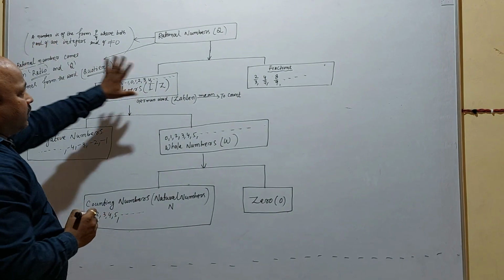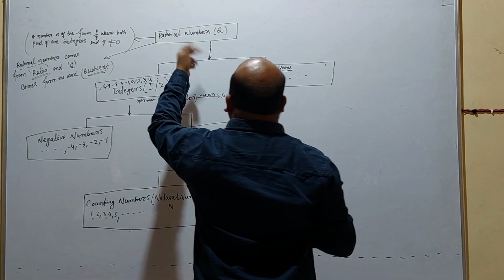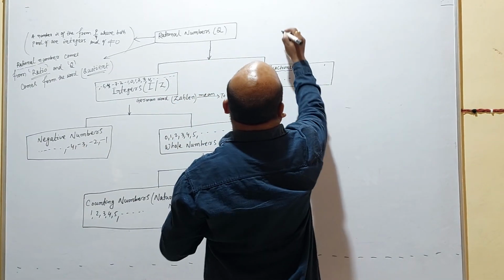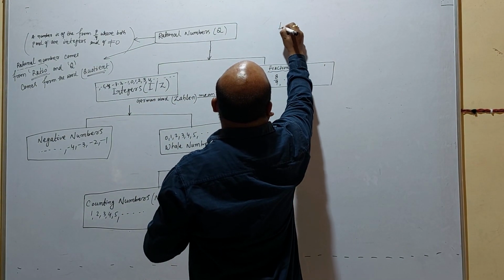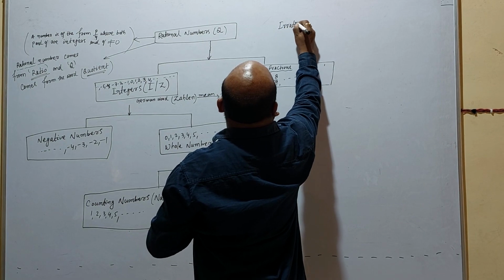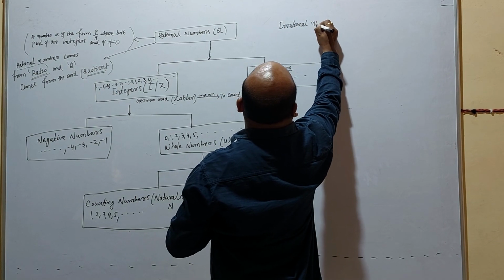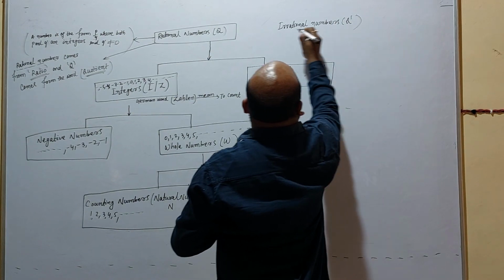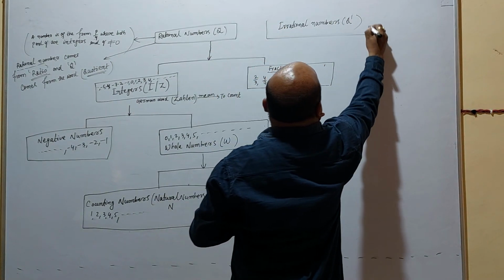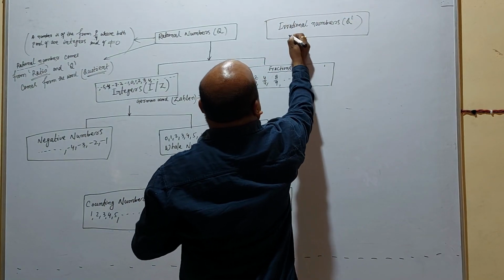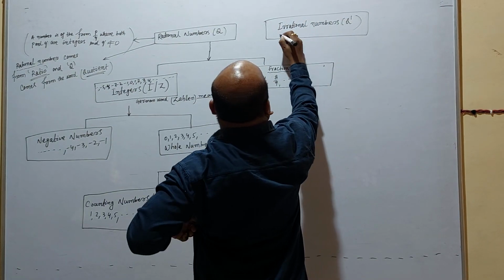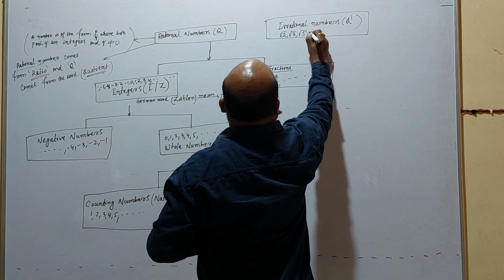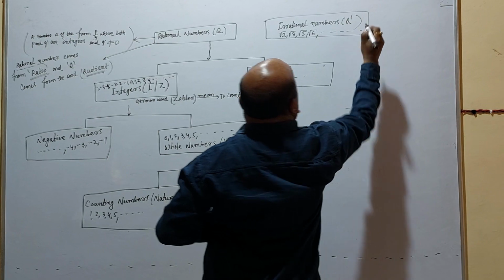This is rational numbers. Then rational numbers are combined with another kind of numbers known as irrational numbers, denoted by the symbol Q dash. They are square root 2, square root 3, square root 5, square root 6, and so on.